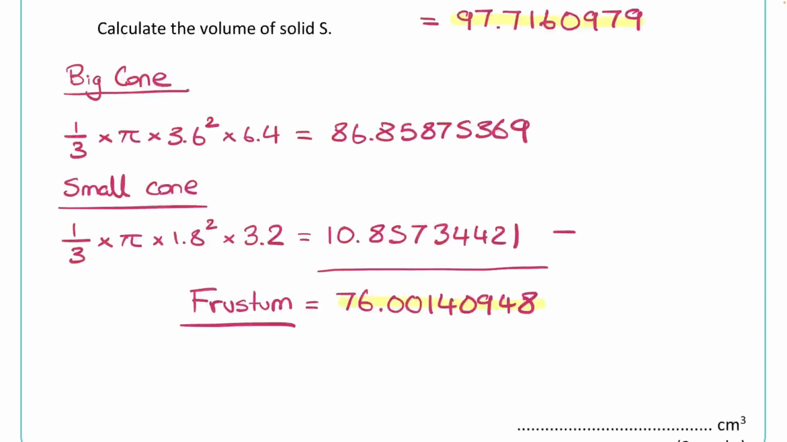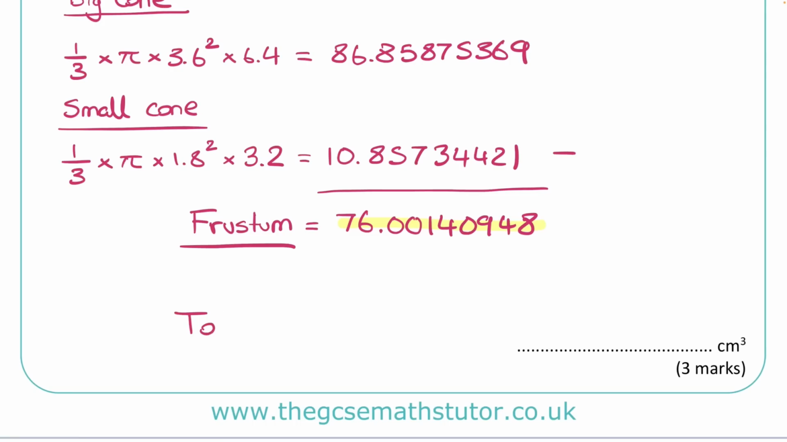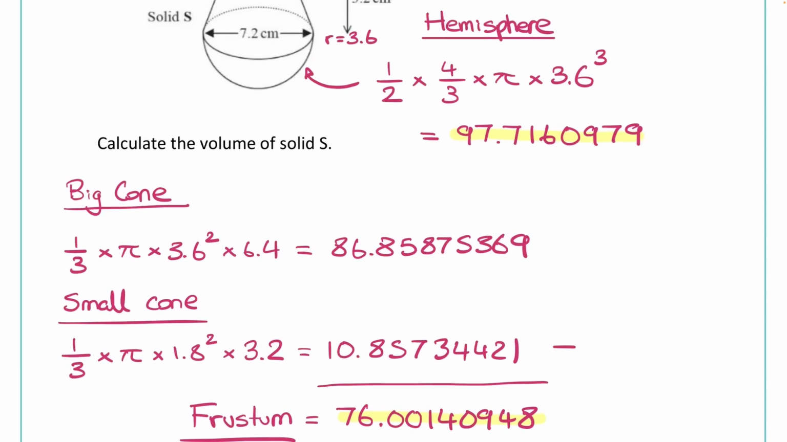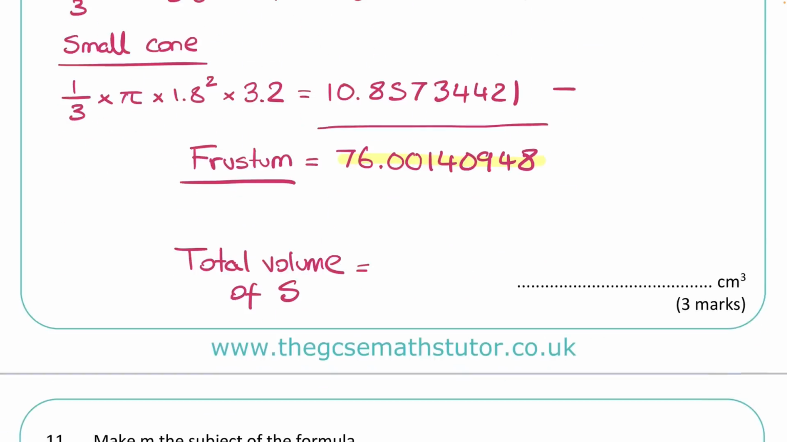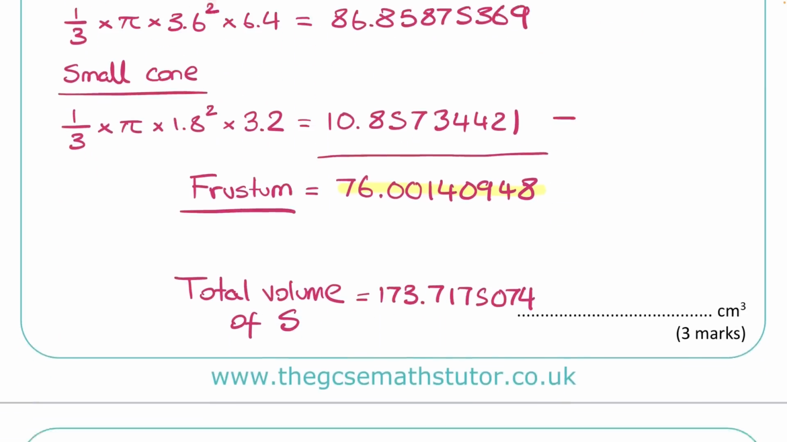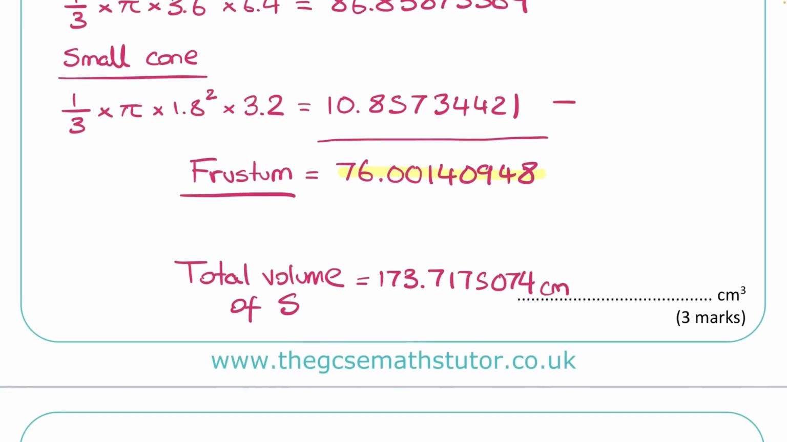We want to add those together so we can have the total volume of S, which is what they called the shape. So we need to add the 97.71600979, and that gives me my overall volume, which is 173.717507. There we go, this is a volume. Check the units, it was in centimetres, so that would be in centimetres cubed, which is given to us on the dotted line there.